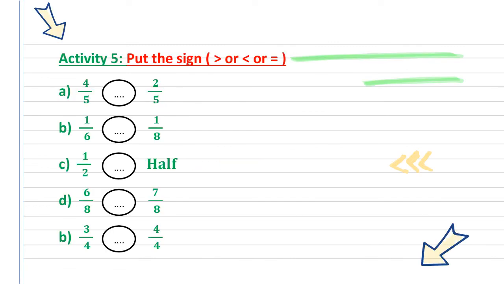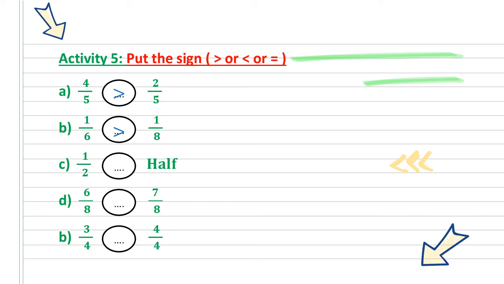Activity number 5. Put the sign greater, smaller or equal. Question A, I have 4 over 5 and 2 over 5. I have the same denominator, so 4 over 5 is greater. Here, 1 over 6 and 1 over 8. Who is the bigger? 1 over 6, for sure. Excellent.